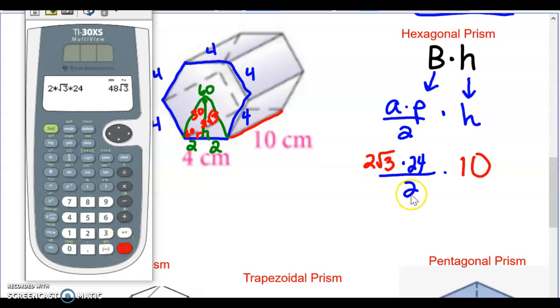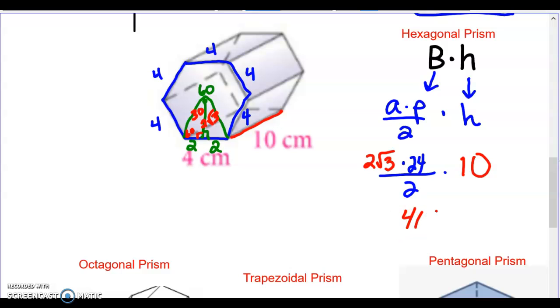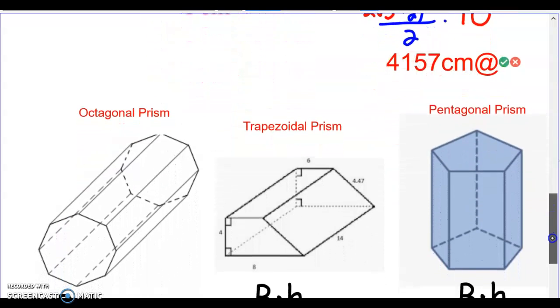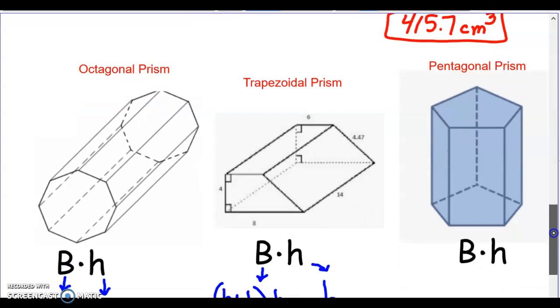All right, now I need to divide by 2. So divide by 2. All right, and then times 10. All right, so my final answer then is 415 point, and if we're going to round to the nearest tenth, that'd be 415.7. So 415.7 centimeters cubed.